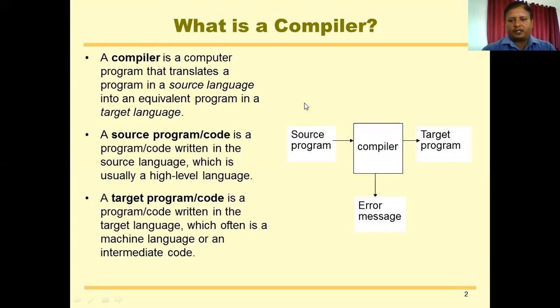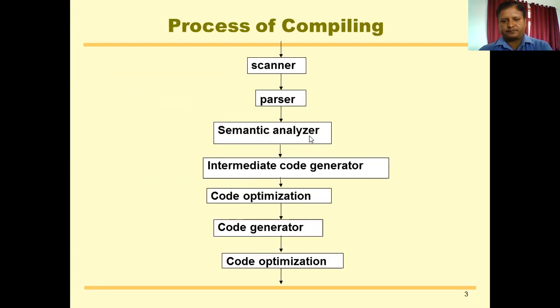This diagram explains the compiler. The source program is the input. The compiler translates it into the equivalent target program. Sometimes the compiler also produces an error message, whenever the source program contains errors.